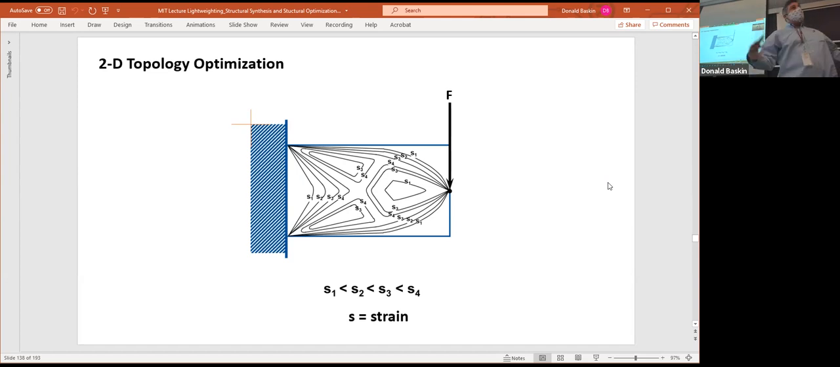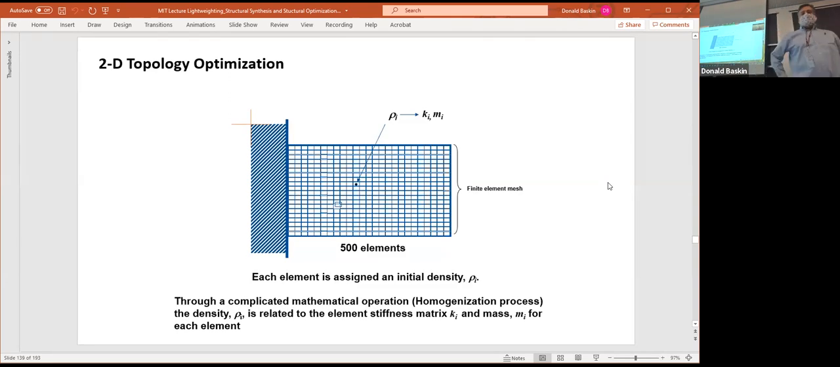You can use finite element analysis, right, to calculate out the stress and the strain. You discretize this out into n different elements. You initially assign a density to each of these 500 elements. And then from that, you can use a homogenization approach to calculate out a stiffness matrix for each element and a mass.